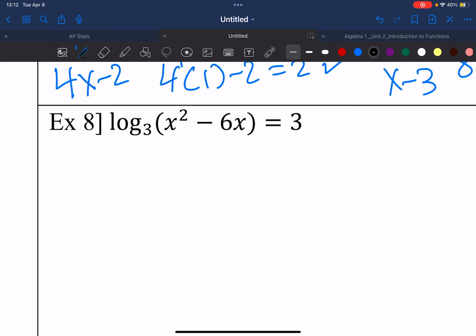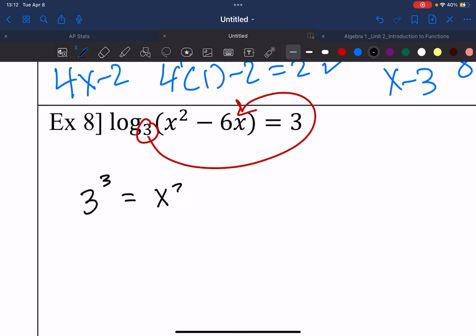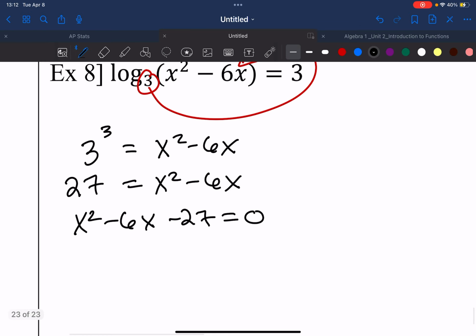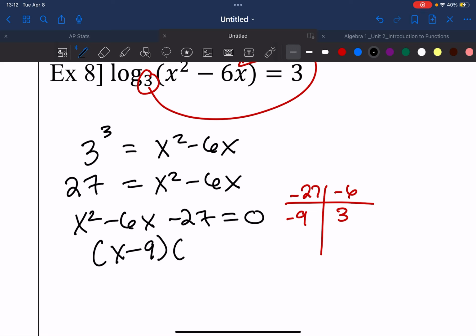Number 8, we have one log on the one side, so I'm going to turn this into exponential. So this is 3 cubed is equal to x squared minus 6x. So 27 is equal to x squared minus 6x. Move the 27 over, x squared minus 6x minus 27 is equal to 0. Then I need two numbers that multiply to negative 27 but add to negative 6, and that's going to be negative 9 and a positive 3. So x minus 9 and x plus 3 equals 0. x is equal to 9, x is equal to negative 3.